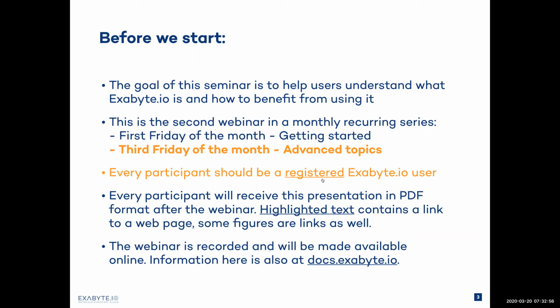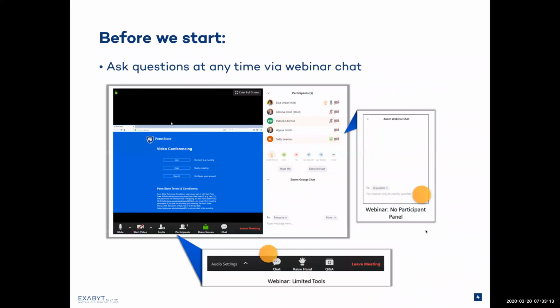Every participant should be a registered exabyte.io user, and every participant will receive a copy of this presentation in PDF after we're done, so there is no need to take notes. This webinar is recorded and will be made available to everybody after we are finished. We encourage you to ask questions. Please use the Zoom chat functionality to ask questions at any time. There is a dedicated spot in the webinar to answer those questions as they pile up. So please do ask questions when something is unclear.